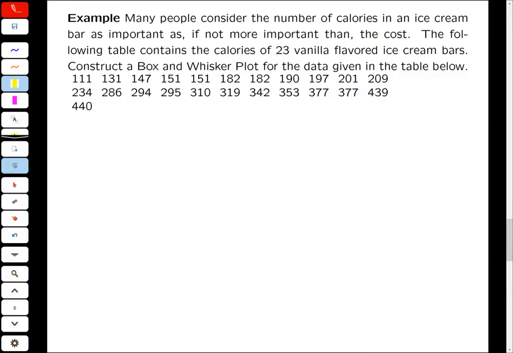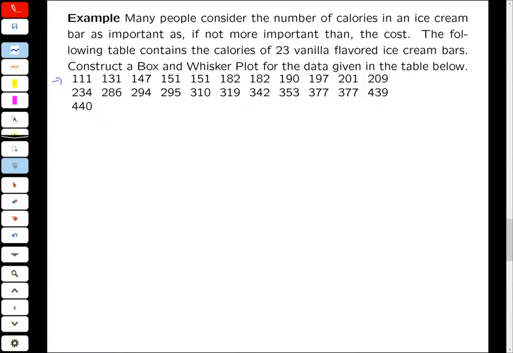Notice that I have ordered this table going from left to right. So if you go down each of these rows, it's 111, 131, 147. It's getting bigger as we go. So the data is already in order. I did that on purpose, save myself a step. With the data in order, I'm going to go through and find the median.